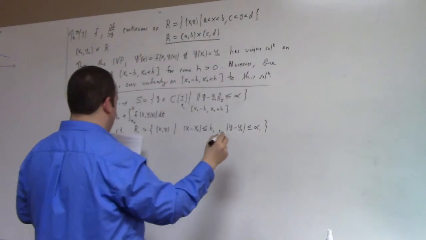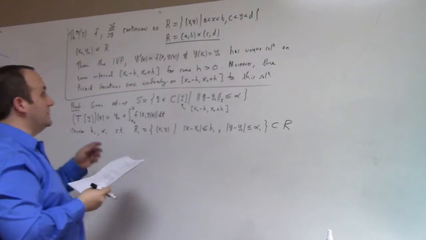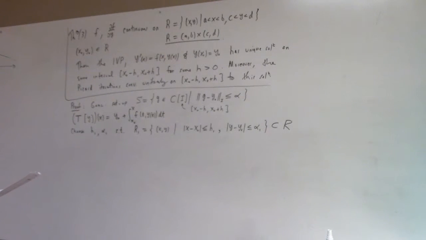That's got to be a subset of the rectangle we were given to start with. The rectangle we were given to start with is where we know we have continuity of f and the partial derivative of f with respect to y, which define the given differential equation. So then what? What has he done here? What's the nature of these choices?